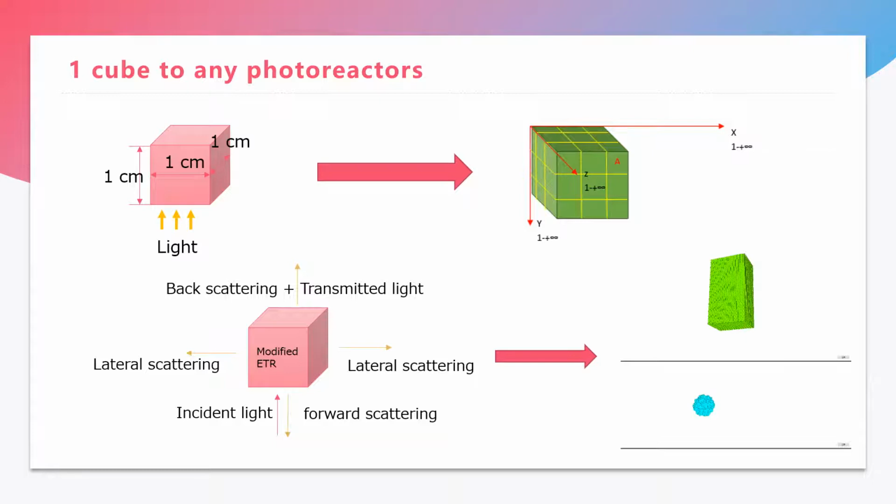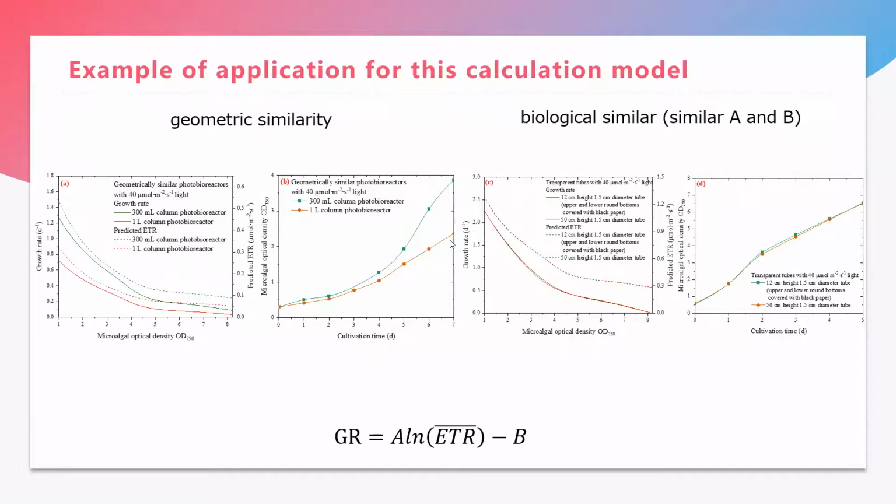Therefore, the average modified ETR and average growth rate of any shaped photoreactors at any microalgal cell density could be obtained to simulate a growth curve for certain photosynthetic microalgal reaction systems. At last, by using the above calculation model, some difficult problems in microalgal research could be solved. Here we show an example to you.